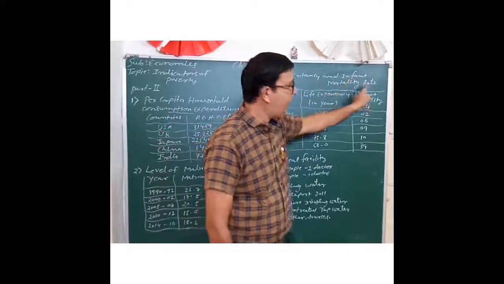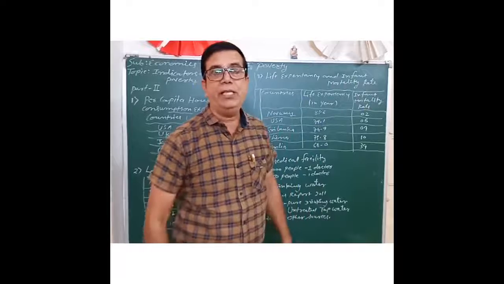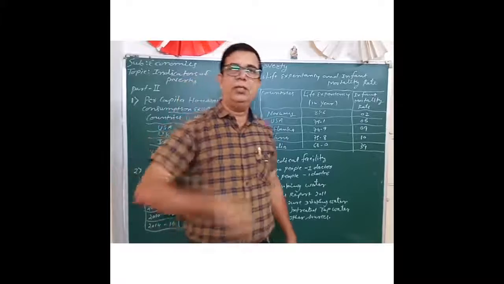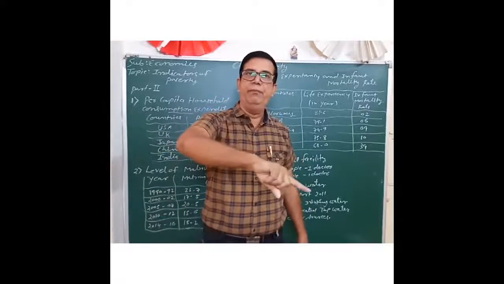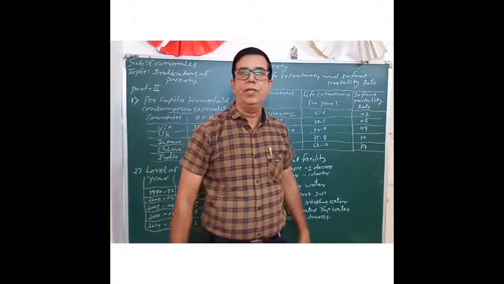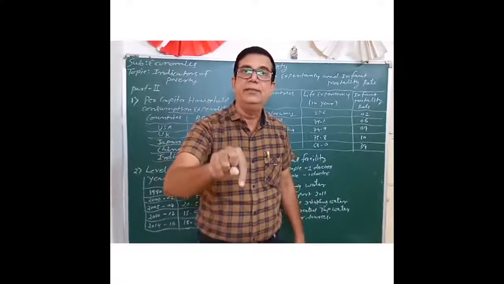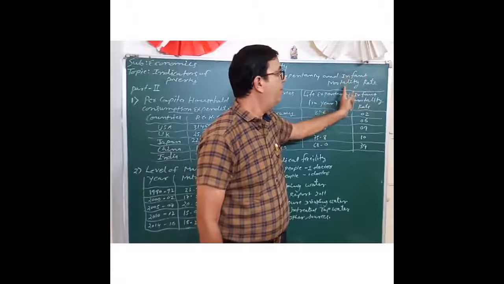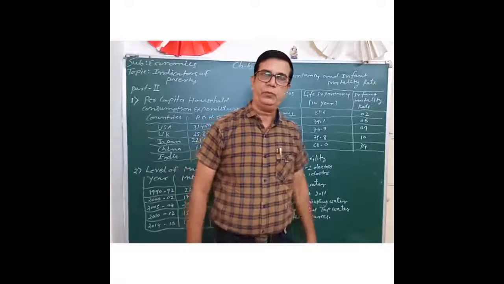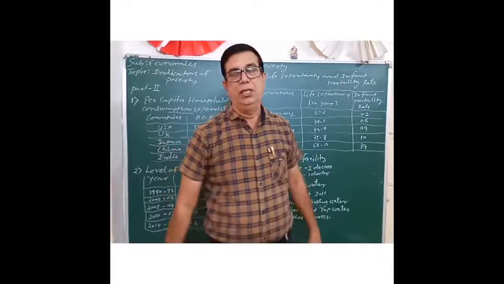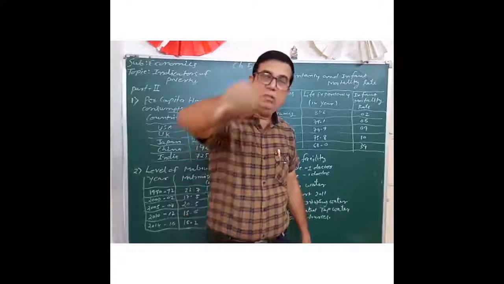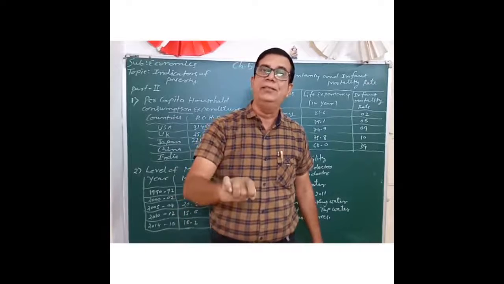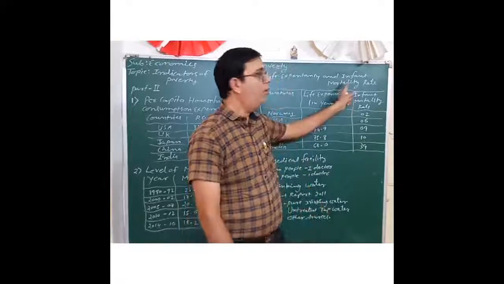Then infant mortality rate. Infant mortality rate means per 1,000 children born, the number of children who died before completing 1 year. It is known as infant mortality rate or child mortality rate. Once again, per 1,000 children born, among them the number who died before completing 1 year, that rate is known as child mortality rate.